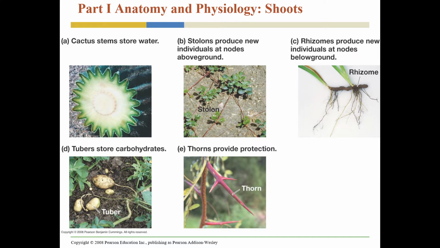As far as reproduction-wise, like stolons, this is how raspberries reproduce. Those stems actually go horizontal on the ground and give rise to new plants. Rhizomes are those stems that produce new plants underground. And then you have some thorns on stems in order to provide protection from them.